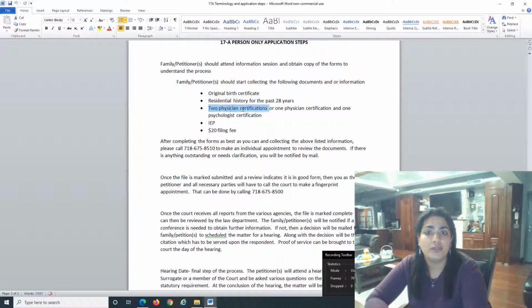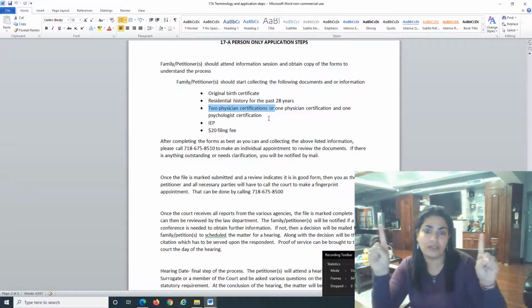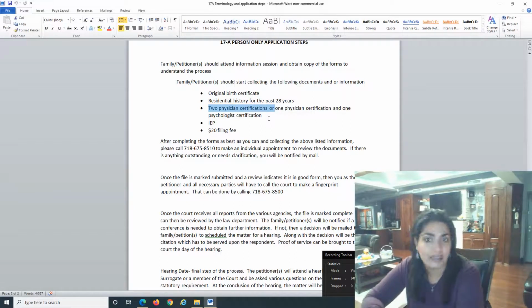You need 2 physician certifications, or 1 physician certification and 1 psychologist certification. That's statutory. The law says we either have to have 2 MDs or 1 MD and 1 psychologist. We cannot have 2 psychologists. Let me repeat that. We can have 2 MD certifications. We can have 1 MD certification and 1 psychologist certification. We cannot accept 2 psychologist certifications, okay?